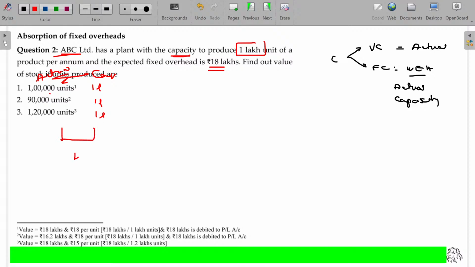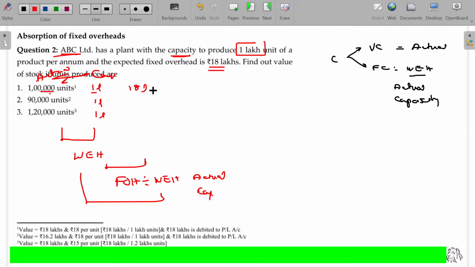What do you have to do? Between these two, whichever is higher will be taken. So here fixed overhead divided by whichever is higher of actual or capacity. In the very first case, both are matching. So 18 lakhs is the fixed cost divided by 1 lakh. 18 rupees will be the fixed cost per unit.